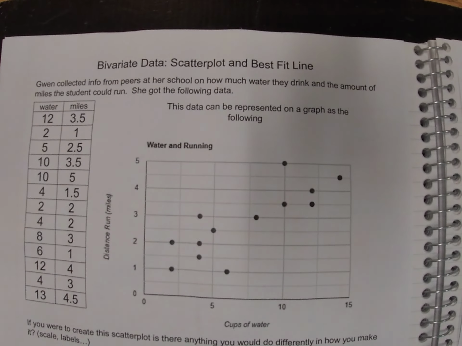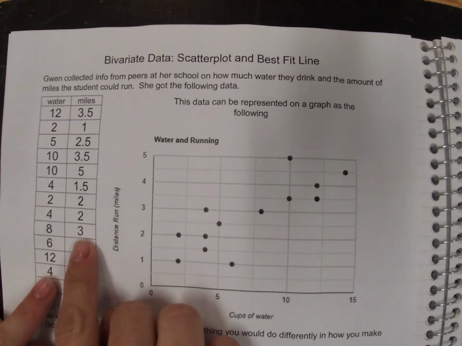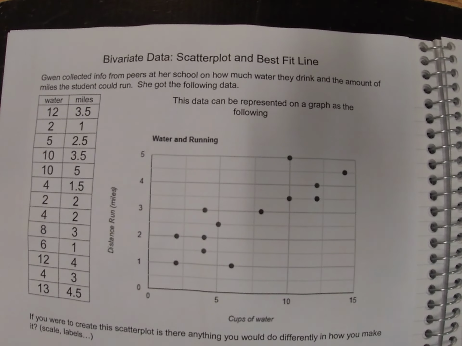Today we are going to start looking at bivariate data, and in particular we're going to be looking at scatter plots and best fit lines that we can create and get from them. So the first thing here that we want to understand is that bivariate data, that prefix of bi means that we have these two columns. So we have sort of two things being compared.